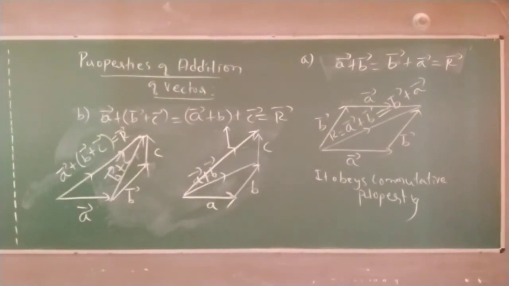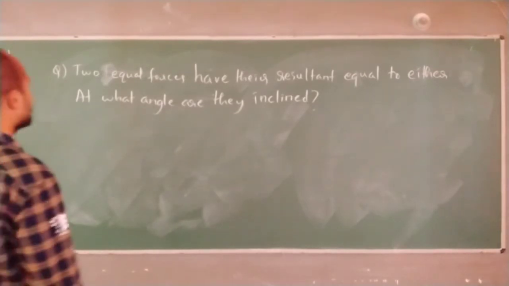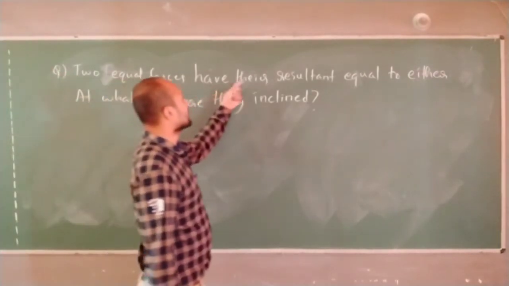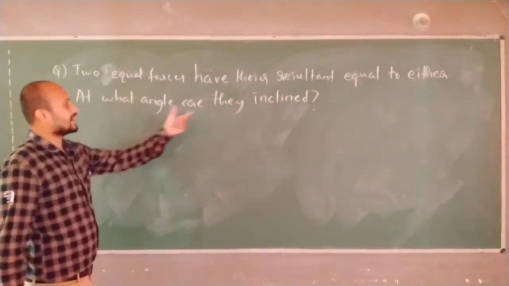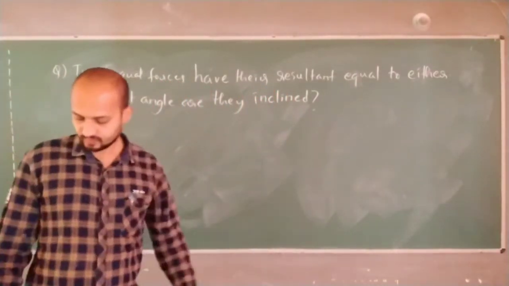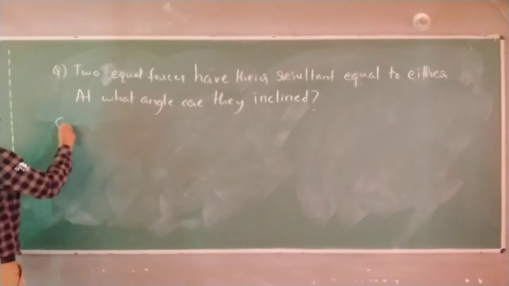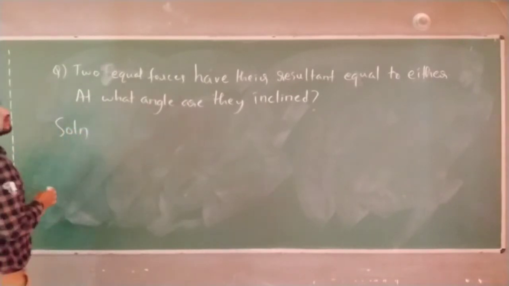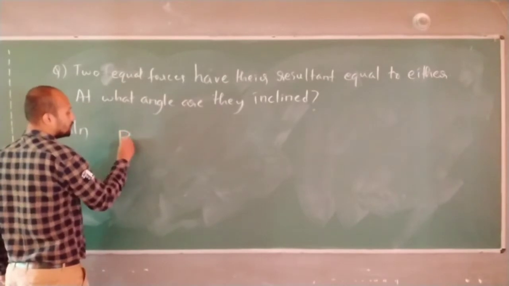Let us solve the numericals on the things we have learned so far. One simple question. Two equal forces have their resultant equal to either. At what angle are they inclined? Two forces are there. Let us take one force as P.